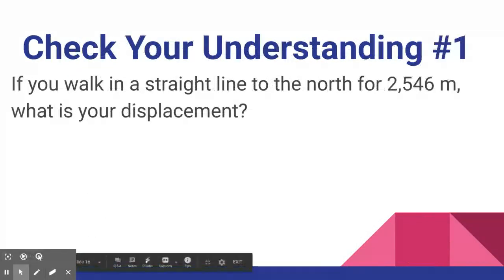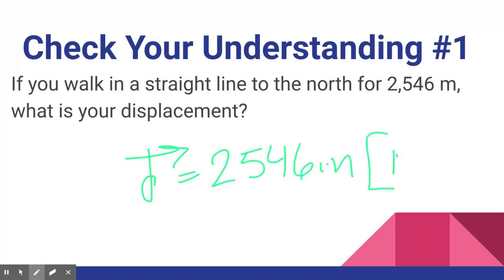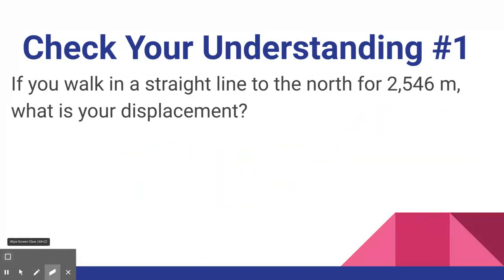So here's this check your understanding. Give this a shot on your own. Pause the video, try it out, see if you get it right. If you walk in a straight line north for 2,546 meters, what's your displacement? What you should get is that your displacement is equal to 2,546 meters to the north. So you've got to include this. That's the new thing we're throwing in here, the direction. We have to include our units, proper value, and now also our direction. So keep that in mind.